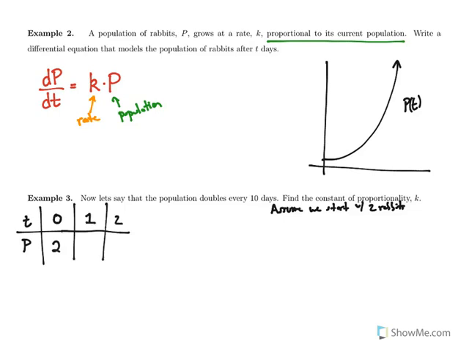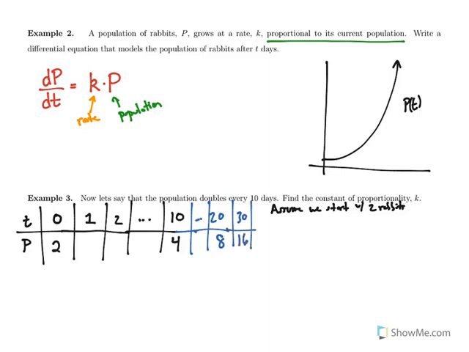we're going to go along each day, but then eventually when we get to 10 days, we're going to double the amount of rabbits, and we're going to have 4 rabbits there. Then we're going to go to 20 days, and at that point, we're going to double the amount of rabbits again. After 30 days, we're going to double the amount of rabbits again. After 40 days, we'll double.